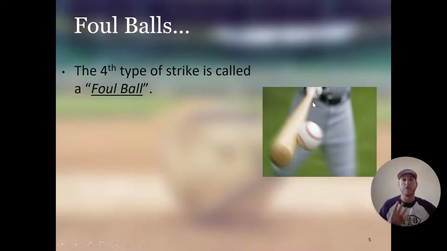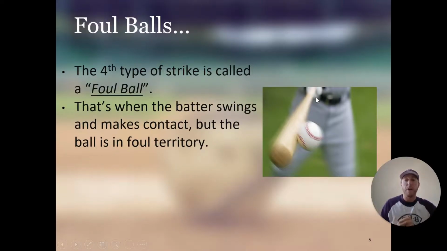Foul balls. This is the 4th type of strike that is called. It's called a foul ball. And the foul ball, this is when the batter swings and makes contact, but the ball is in foul territory.